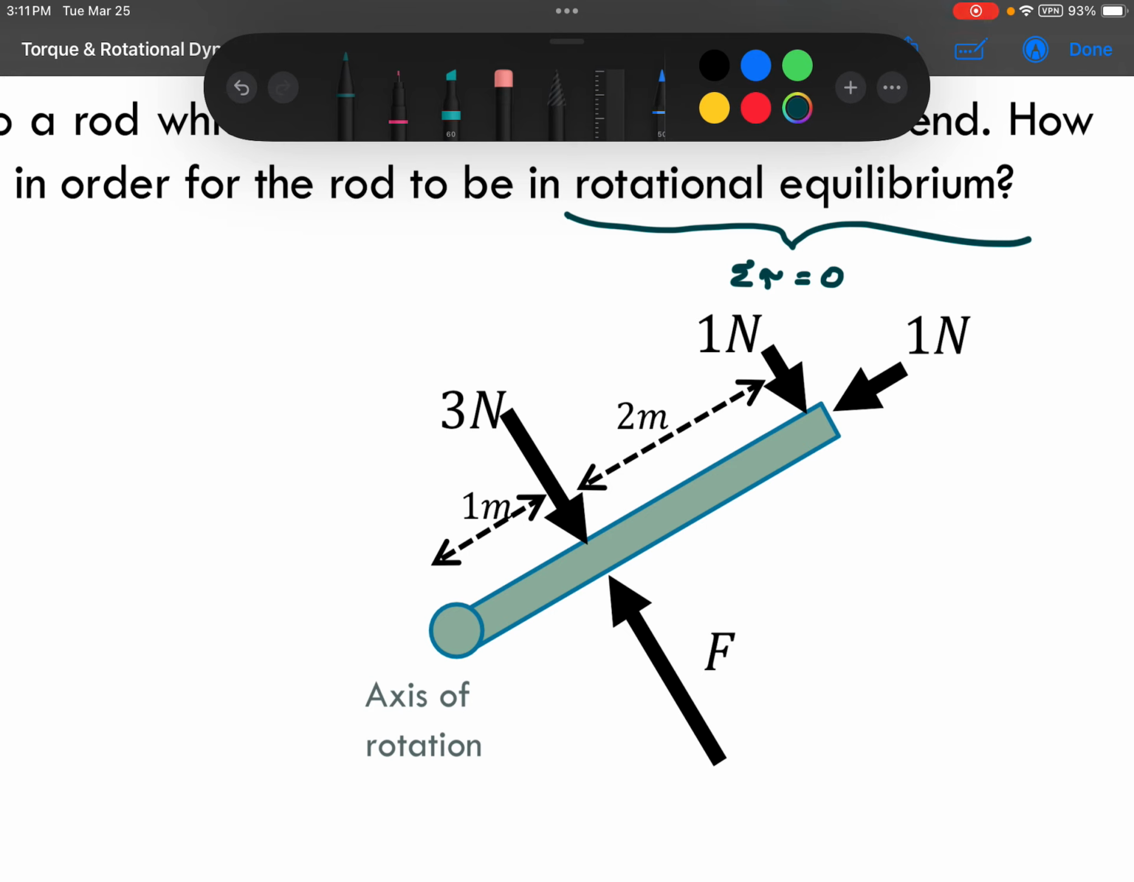So I'm going to label these. It has the axis of rotation labeled down here. Let's go ahead and label each of our known forces. I'm going to say the 3 Newton force is force 1. The 1 Newton force down here is force 2. And the 1 Newton force at the very end, pointing down and left, will be force 3. So again, we want to start with calculating what is the torque from each of these forces individually.